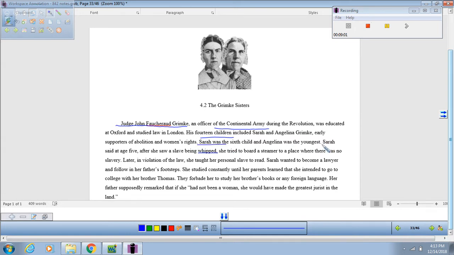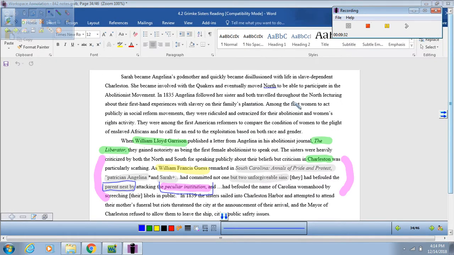Sarah turned against slavery when she was very young after she saw a slave being whipped and tried to board a steamer, that would be a boat, to a place where there was no slavery. And later, in violation of the law, she taught her personal slave to read. They also would fight for women's rights, and it said she studied her brother's books, but they forbade her to study them or any foreign language. The sisters would become nationally known, traveling to the North and speaking out against slavery. They were also reformers of women's rights.